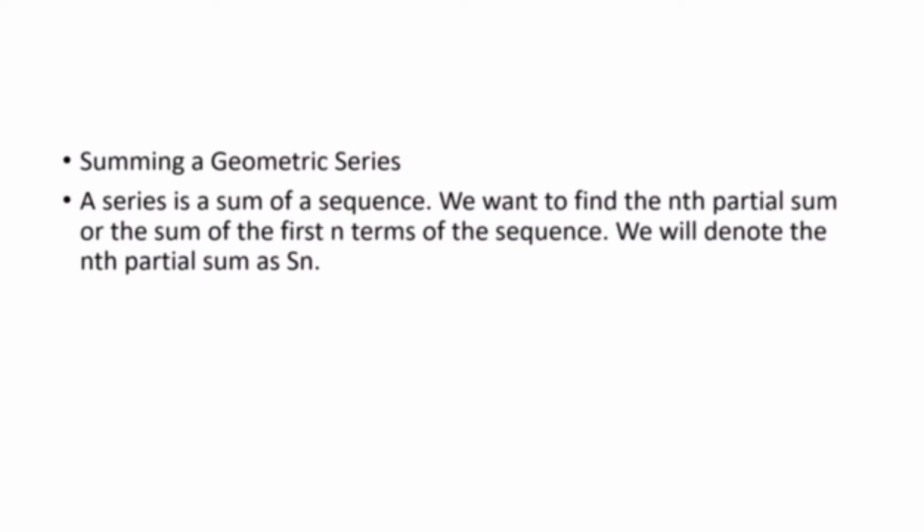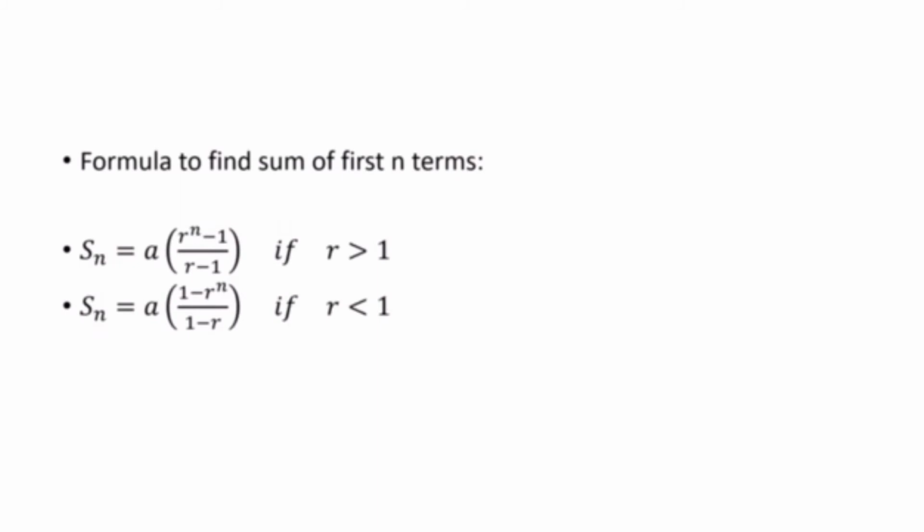Finally, summing a geometric series. A series is a sum of a sequence. We want to find the nth partial sum, or the sum of the first n terms of the sequence. We will denote the nth partial sum as Sn. The formula to find the sum of the first n terms depends on our R value. If the R value is greater than 1, Sn equals A multiplied by R to the power of n minus 1, divided by R minus 1.